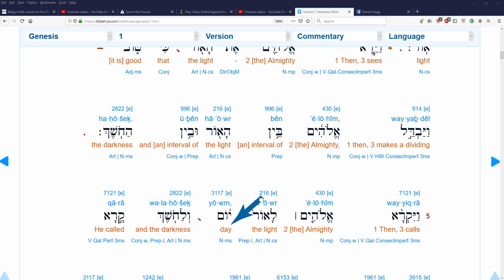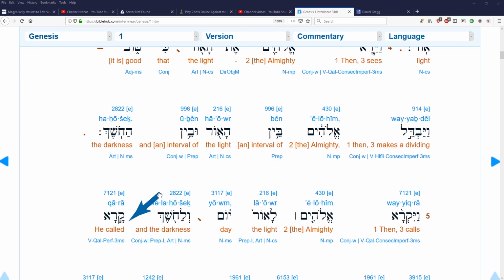Yom, day. Velachoshech, and the darkness. We have a wav conjunctive here, so we don't translate it then. The difference between the wav conjunctive and the wav consecutive: this wav consecutive is usually wa and puts a dagesh in the yod and doubles it. Also, it's attached to a verb. The wav conjunctive is attached to a noun phrase. V'lachoshech, and the darkness. Kara, he called.